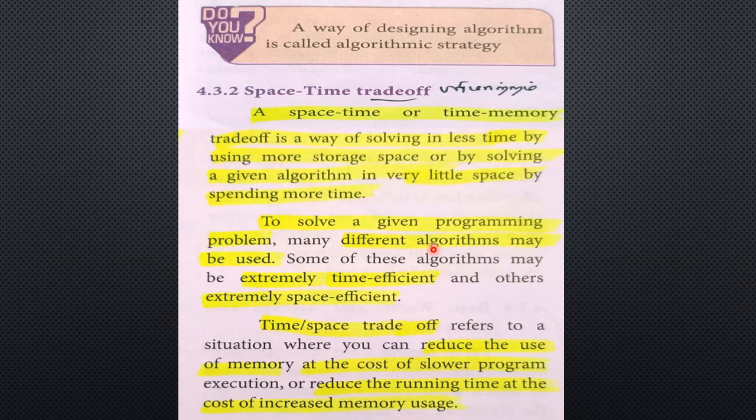To solve a given programming problem, different algorithms may be used: extremely time efficient and extremely space efficient. The time-space trade-off reduces the use of memory at the cost of a slower program, or reduces the running time at the cost of increased memory usage. So this is also important.